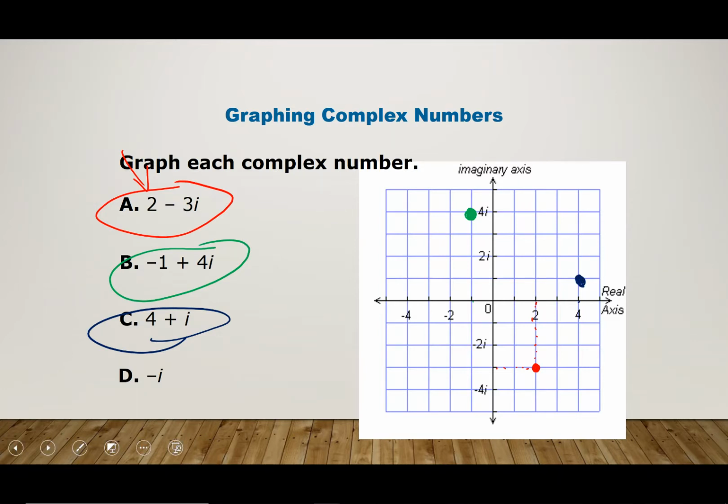And then what's one more color? Let's go ahead and use yellow for you weird people. Negative i. So there's no real number here, so I'm not going anywhere on the real axis. I'm just going to go down 1 on the imaginary axis, and I'm going to put that point right there. Hopefully you can see it. If you don't, blame the people that wanted to use yellow. And that's graphing complex numbers, basically. And you can see those points show up where I drew them.